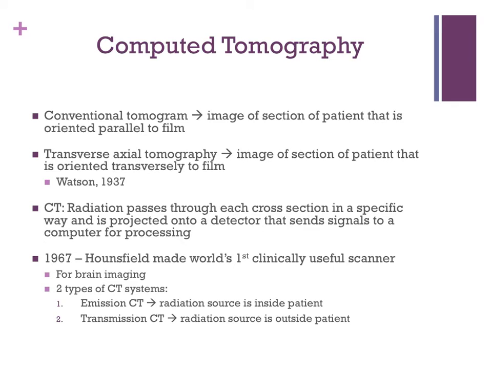In 1967, Hounsfield made the world's first clinically useful scanner. This was used for brain imaging, and his work, along with a combination of other developers, resulted in two types of CT systems. There's emission CT, which is a radiation source that is inside the patient, and there's transmission CT, which is a radiation source that is outside the patient. Hounsfield's work produced a technique that revolutionized medicine and diagnostic radiology, and he called it computerized transverse axial scanning, which is what we know today as tomography.